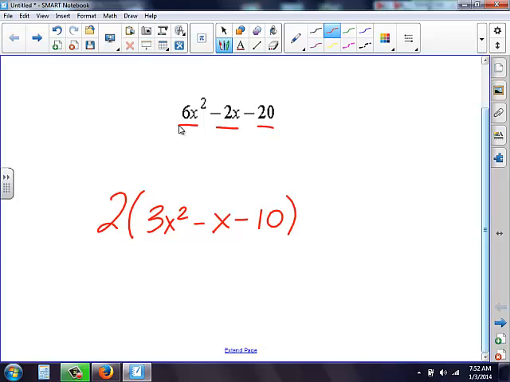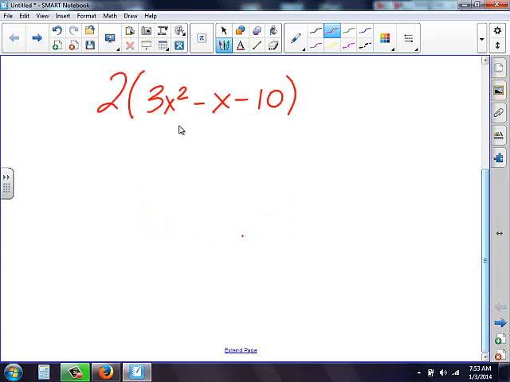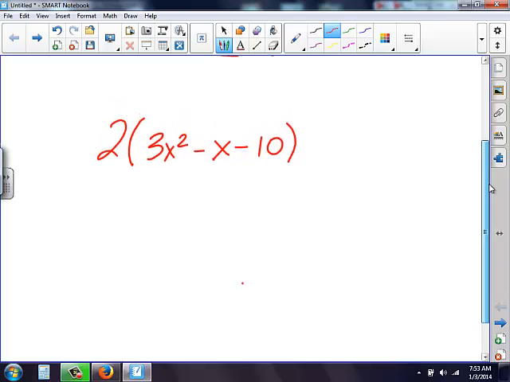Now, if I didn't pull out that 2, you could still keep going, but you're going to have some really high numbers that you're going to have to work with, and then you're going to have to factor more in the end. So now I have this equation. That 2 never goes away. We need to make sure we don't forget about that 2. But now we need to work with this 3x squared minus x minus 10. I need to factor that out.